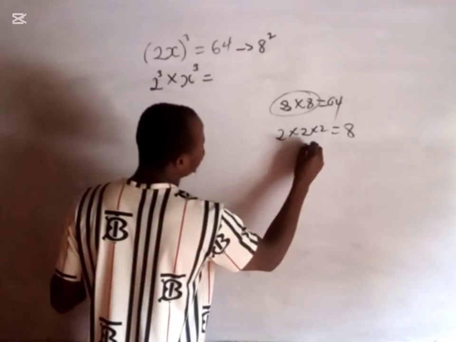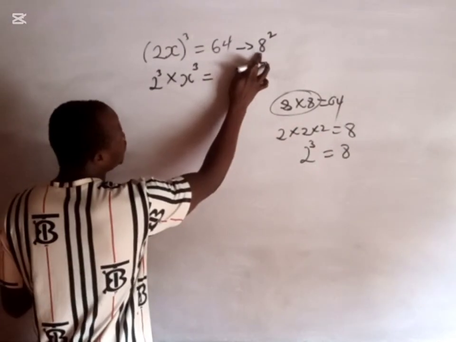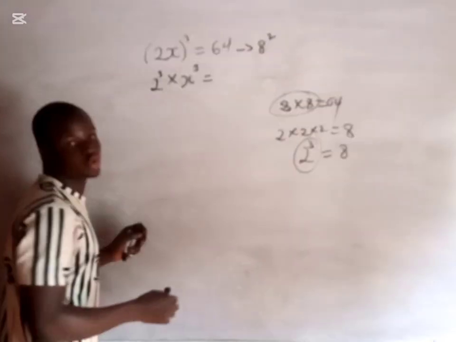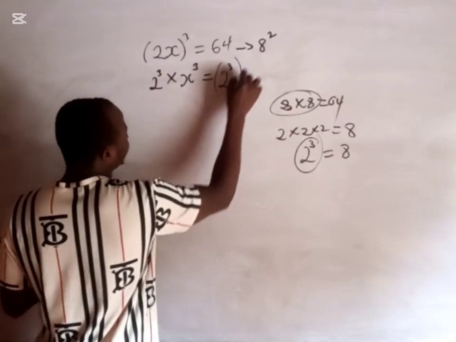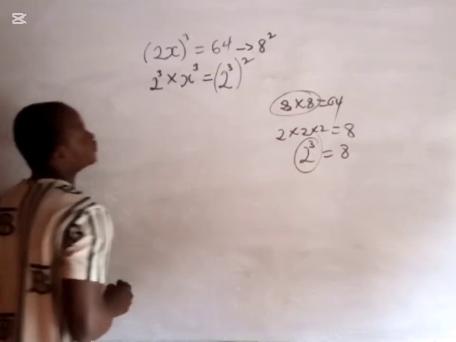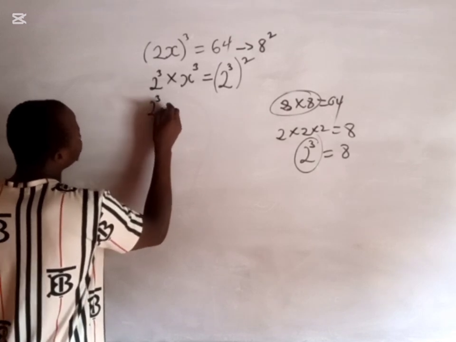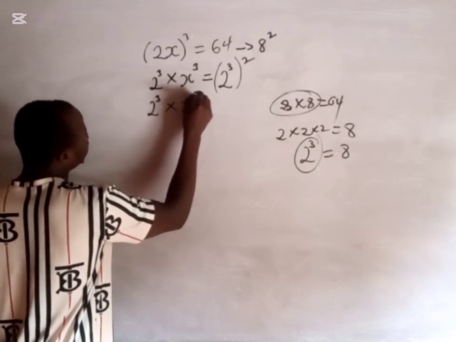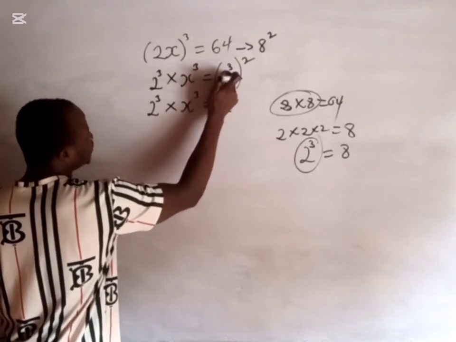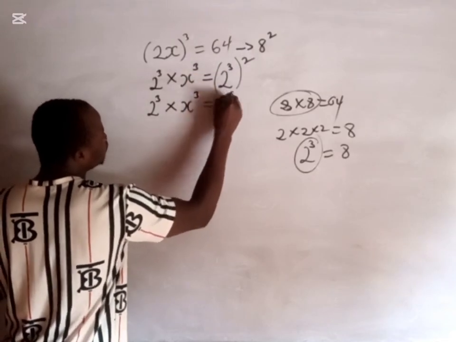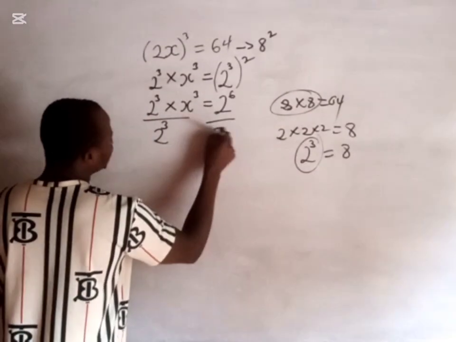Now, don't forget that 2 times 2 times 2 gives 8. That means 2^3 will be equal to 8. Whenever we see 8, we replace it with 2^3. So (2^3) in bracket, don't forget that this square is there, right? You put it, then we have 2^3 times x^3 is equal to 2^(3 times 2). You just multiply it like this: 3 times 2 will give you 6. Now, divide both sides by 2^3.